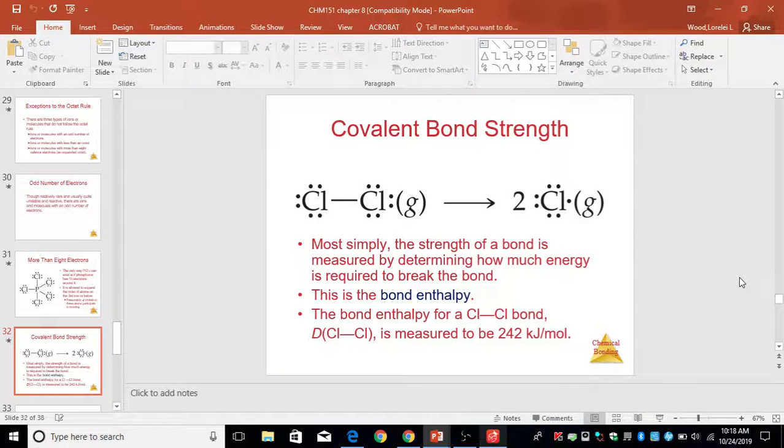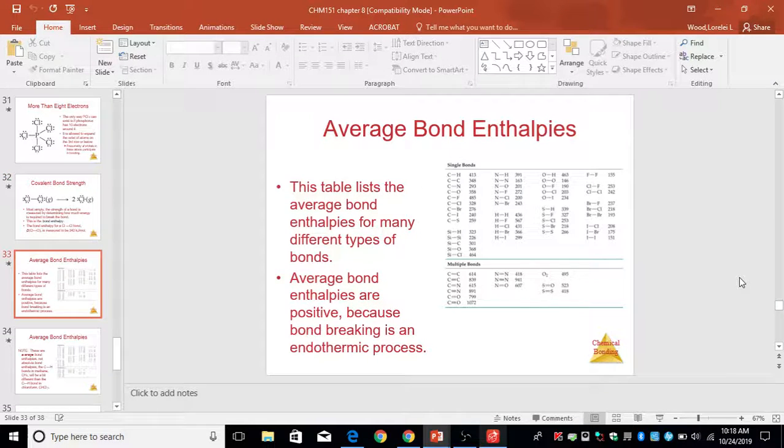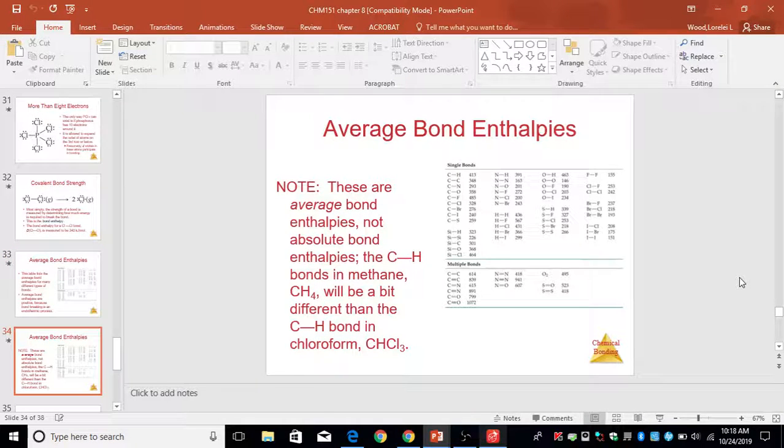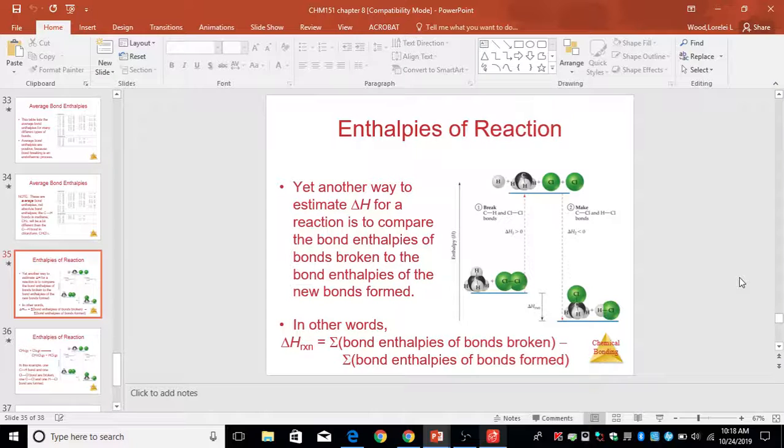Now we're talking about bond strength. We're talking about covalent compounds, individual molecules, and individual molecules as they take place in chemical reactions. Average bond enthalpies: there's a table of average bond enthalpies in the back of your textbook. We're going to use these average bond enthalpies in just a minute to figure out a chemical reaction.